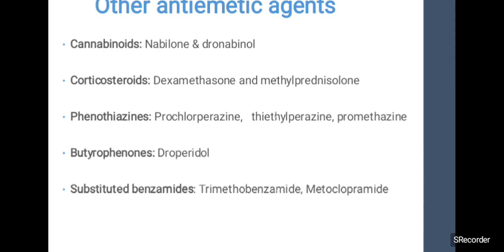We can have the phenothiazines, that is prochlorperazine. Also, we can have promethazine being under here. We can have the butyrophenones, an example, of course, being droperidol. Then lastly, we can have the substituted benzamides like metoclopramide.